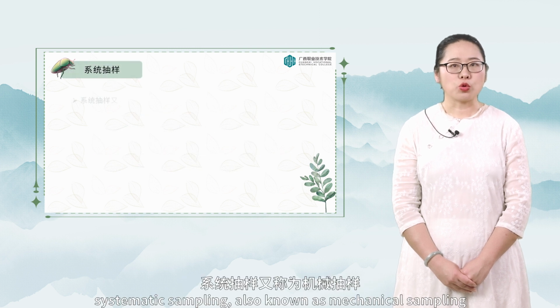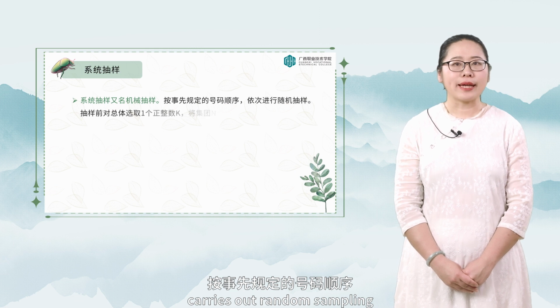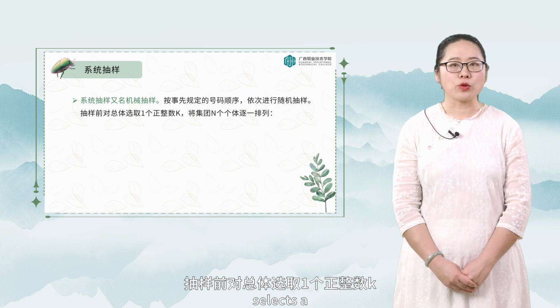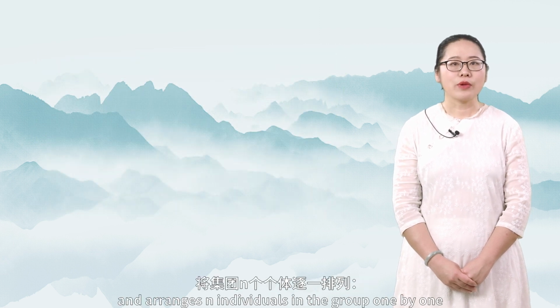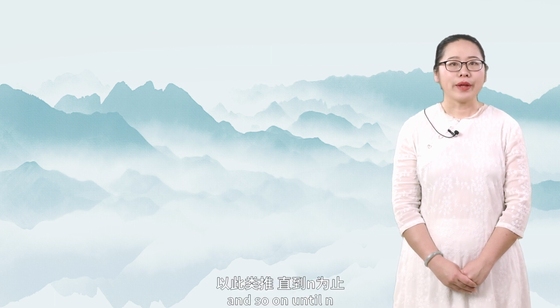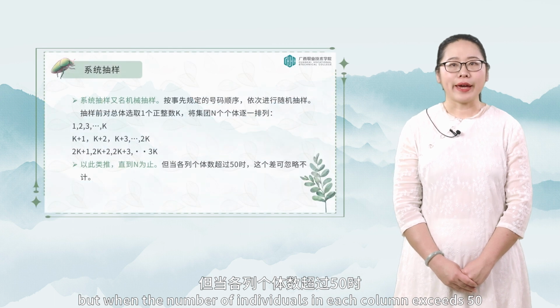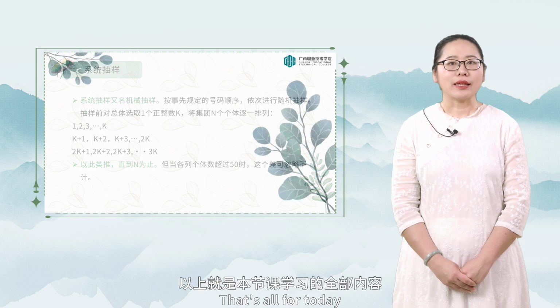Systematic sampling, also known as mechanical sampling, carries out random sampling according to the number order specified in advance. Select a positive integer k for the population before sampling, and arrange n individuals in the group one by one: 1, 2, 3, k, k plus 1, k plus 2, and so on until n. But when the number of individuals in each column exceeds 50, this difference is negligible. That's all for today.